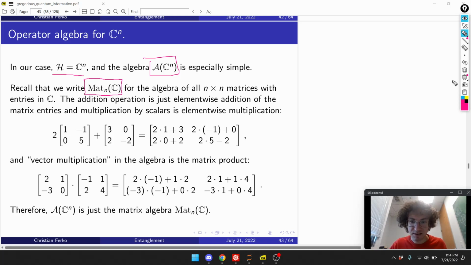And I claim, it hopefully is obvious now, that the operator algebra for the Hilbert space Cn is simply the matrix algebra Mat sub n of C. So it's an algebra you already know. It's an algebra literally that you learn in high school algebra. You don't call it an associative algebra over the complex numbers, but it's something you study. So there's nothing fancy about that.